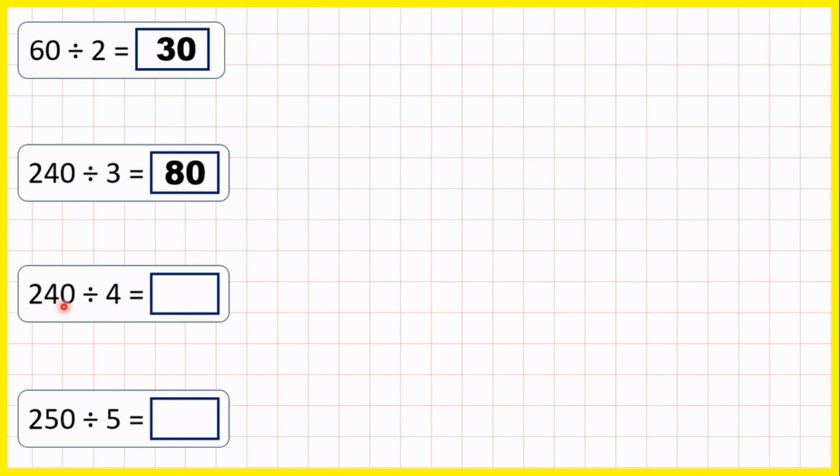Now 240 divided by 4 is 60. Because 24 divided by 4 is 6, then if we have one end 0 in the dividend, we have an end 0 in the answer. And 250 divided by 5 is 50. Because 25 divided by 5 is 5, and then we just need our end 0.